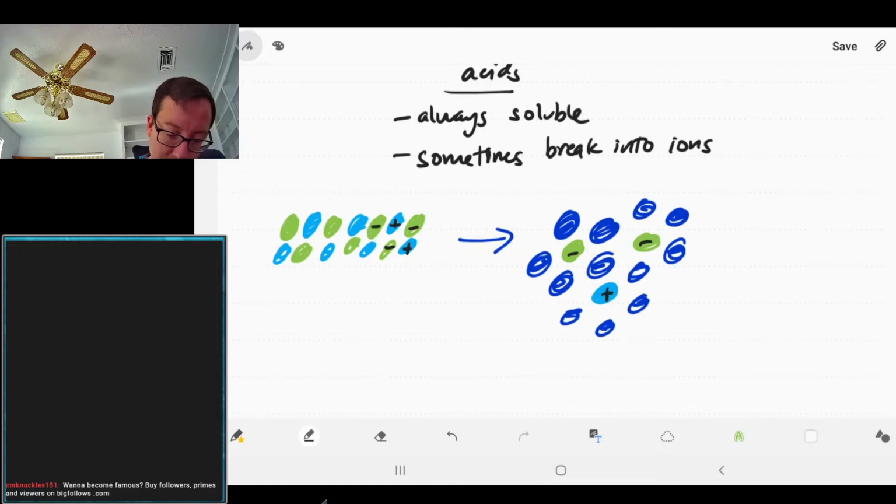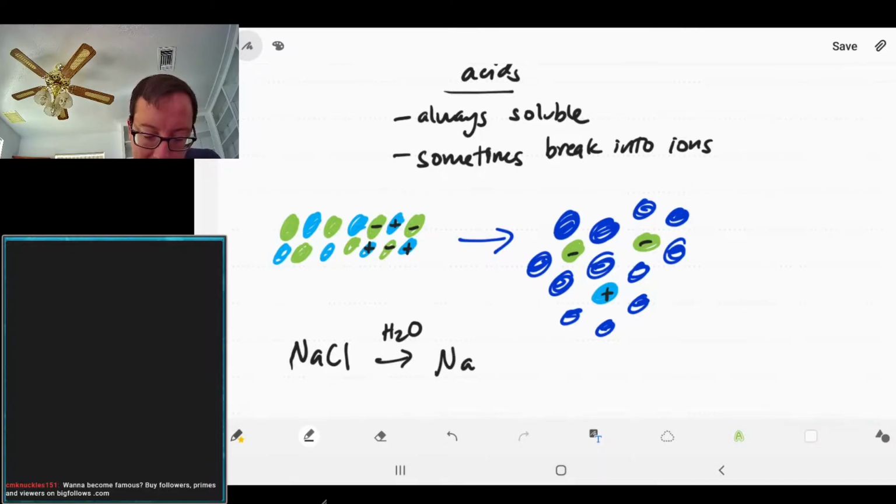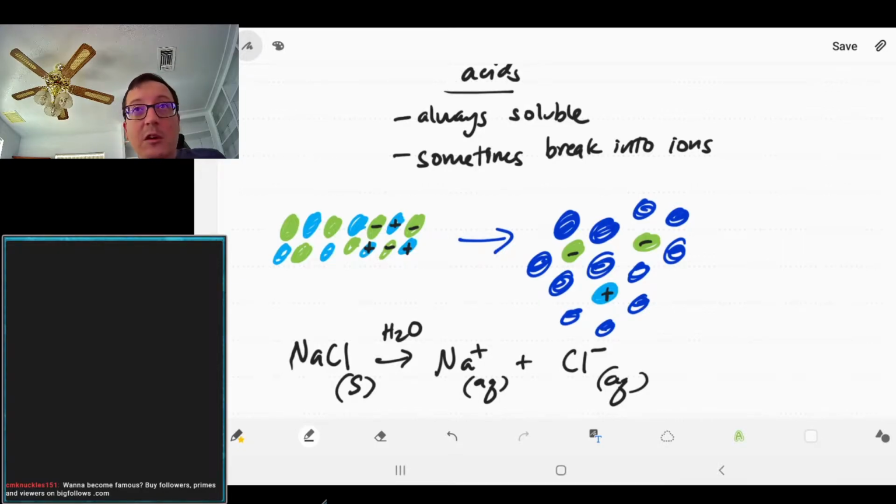Remember, things are alternating in a solid like that. When they separate, they become just individual ions. So if we were to take sodium chloride and dissolve it, you would get sodium ions and chloride ions. And those states of matter would be aqueous. So if you take a solid piece of sodium chloride, put some water with it, you'll end up breaking it into sodium and chloride ions. And they'll just be surrounded by the water molecules. That's going to help break those apart.